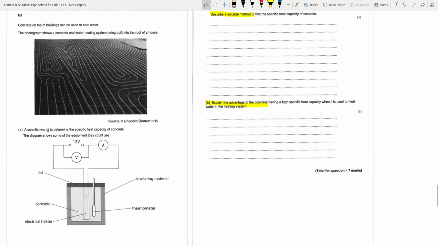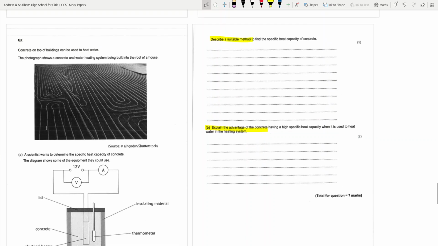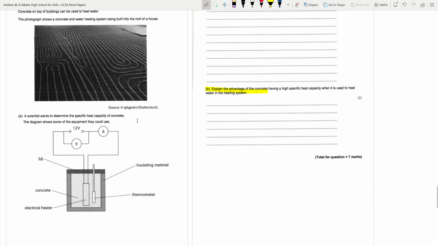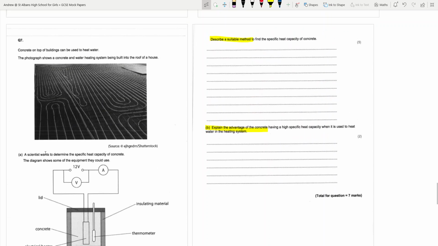Question 7. Okay, we've got concrete on top of buildings can be used to heat water. This is a water heating system being built into the roof of a house. So this picture is utterly irrelevant to most of the rest of the question. A scientist wants to determine the specific heat capacity of concrete. The diagram shows some of the equipment they could use. This is an experiment you did in year 10. Describe a suitable method to find the specific heat capacity of concrete.